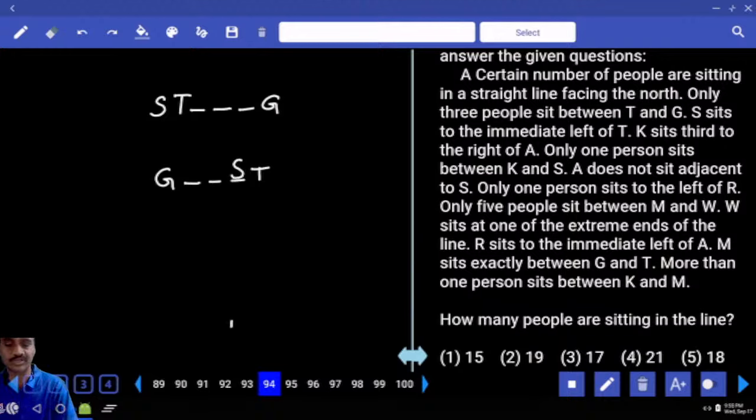K sits to the right of A. There is exactly one person between K and S. And A does not sit adjacent to S. So one person between K and S, and A and S are not adjacent.